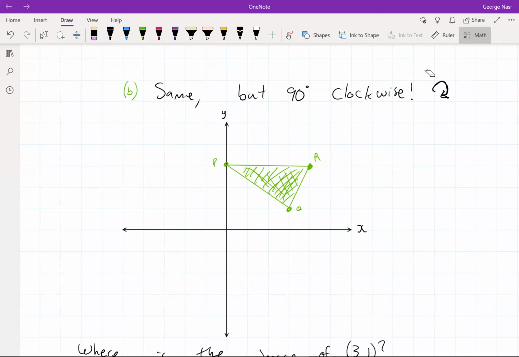Okay, let's do it. So remember that we still have our origin as our center of rotation. That's why I wrote the word same there. And now I want to rotate everything by 90 degrees. Let's start with P. I think P is the easiest one to rotate. So here's P.